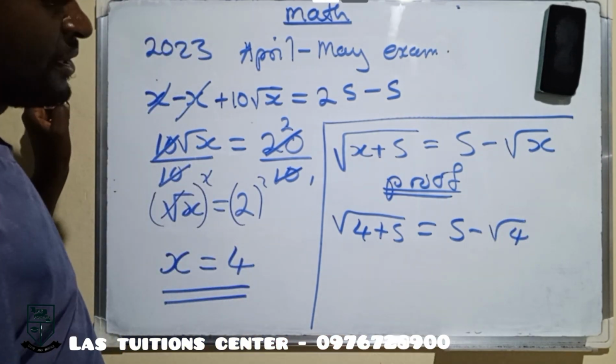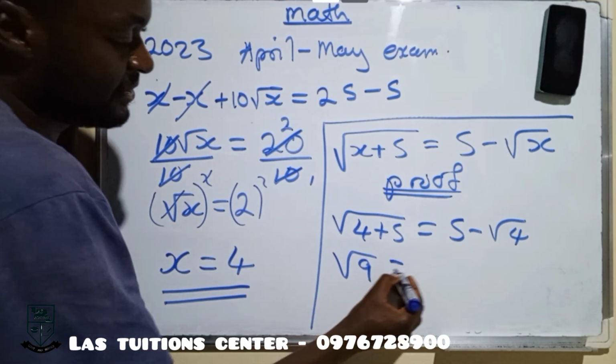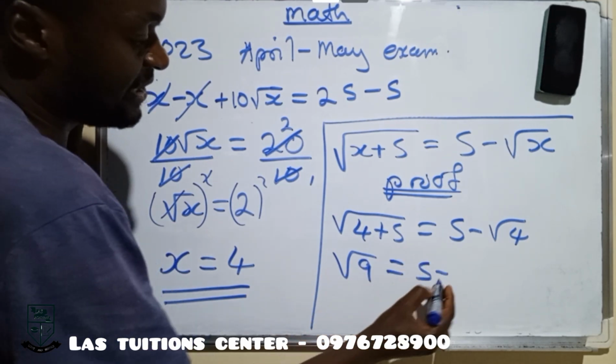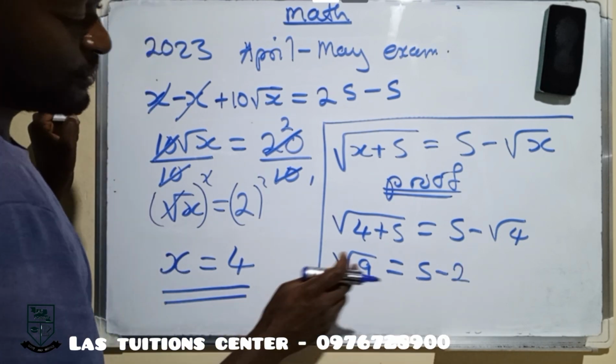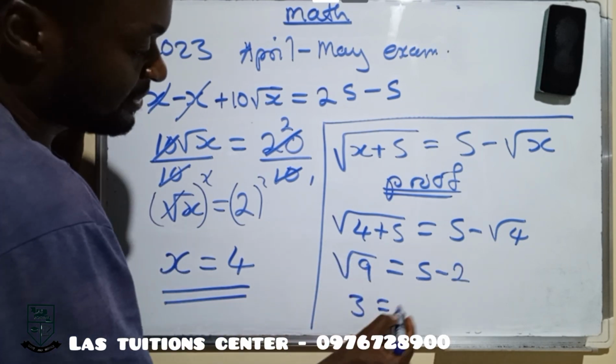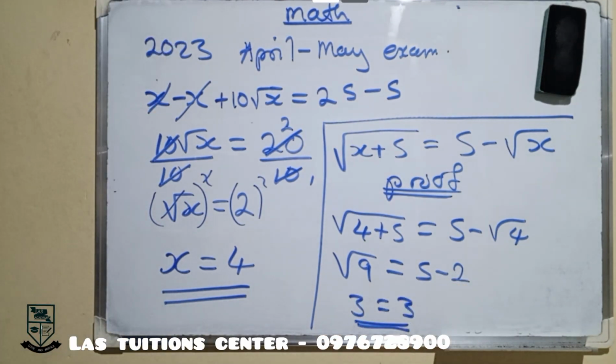So 4 plus 5, that's 9, is equal to 5 minus square root of 4, that's 2. So root of 9 is 3, and 5 minus 2 is 3. That confirms that our answer was correct for the value of x. So that's what we have for the first question. This is how it is done, Tracy.